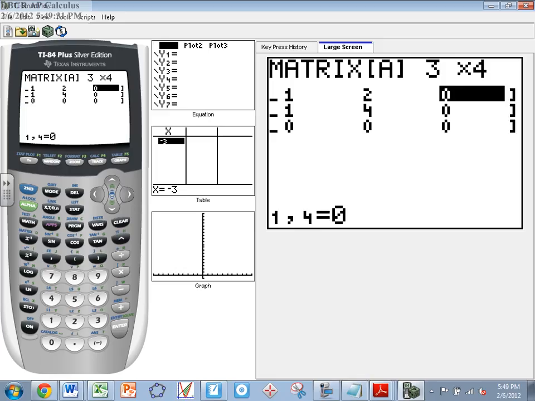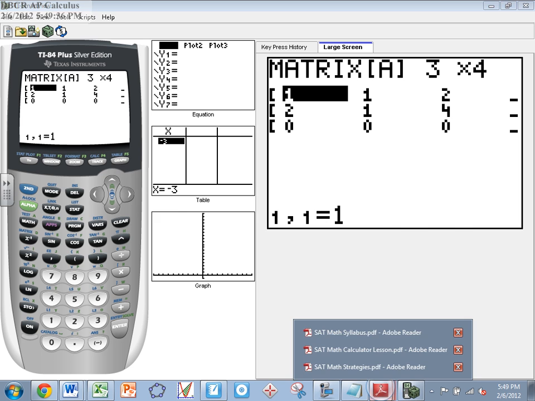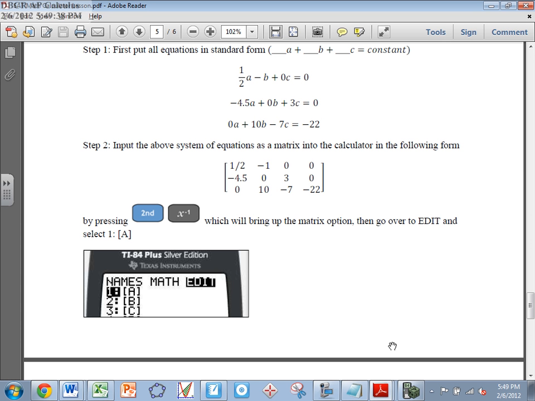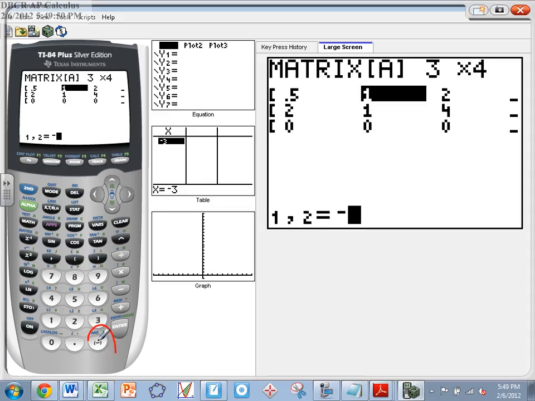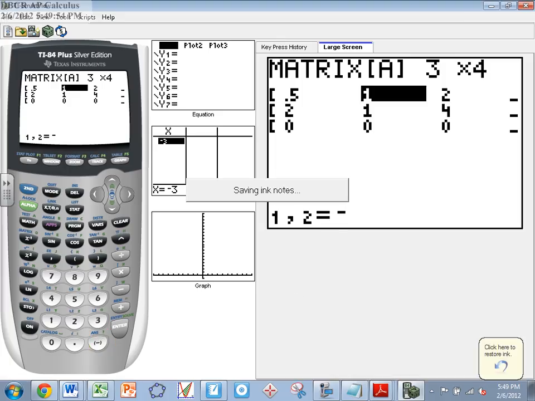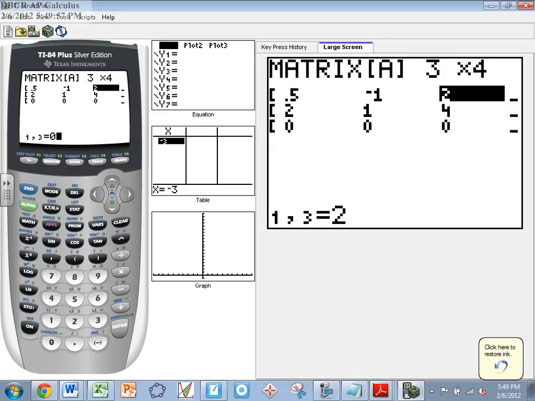And at this point, I'm simply typing in my numbers. So I go back to my page, I look at my coefficients. I've got 1/2, -1, 0, 0. So I've got 1/2, enter, it'll convert to decimal. Negative, make sure you use the correct key, remembering that the negative is down here, people, down here. So -1 is the second number, and then it was 0, and then another 0.